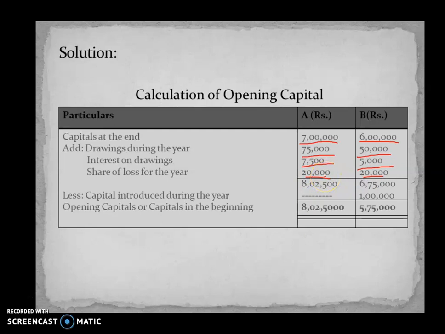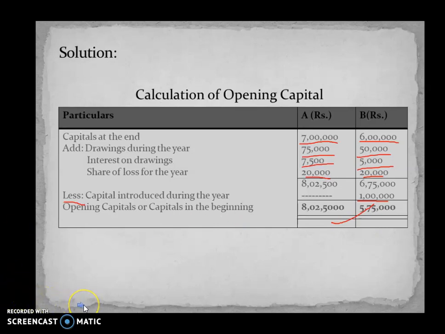Now, whatever amount which you are getting, which you are receiving, so that is the additional capital introduced. So, with the same logic, what you will do? You will subtract this, and this is the opening capital of A and B at the end of the year. So, in the beginning of the year, because this is the opening balance. It would have been closing balance, it would have been at the end of the year. I hope this is clear to all of you.